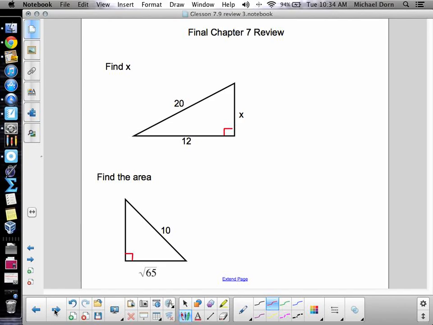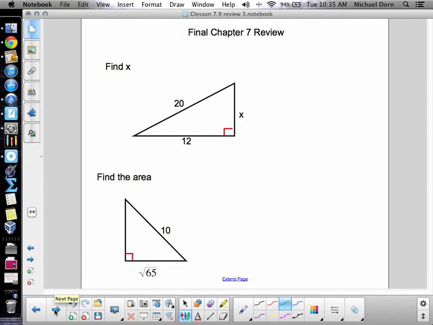Find x. Now, here's where it gets tricky for a lot of people, because we have all these different techniques available to us now. We have trig, we have Pythagorean theorem, we have similar triangles, special triangles. And we have to pick which one is the correct method at a given time. So we have to look at the picture and analyze what's going on.